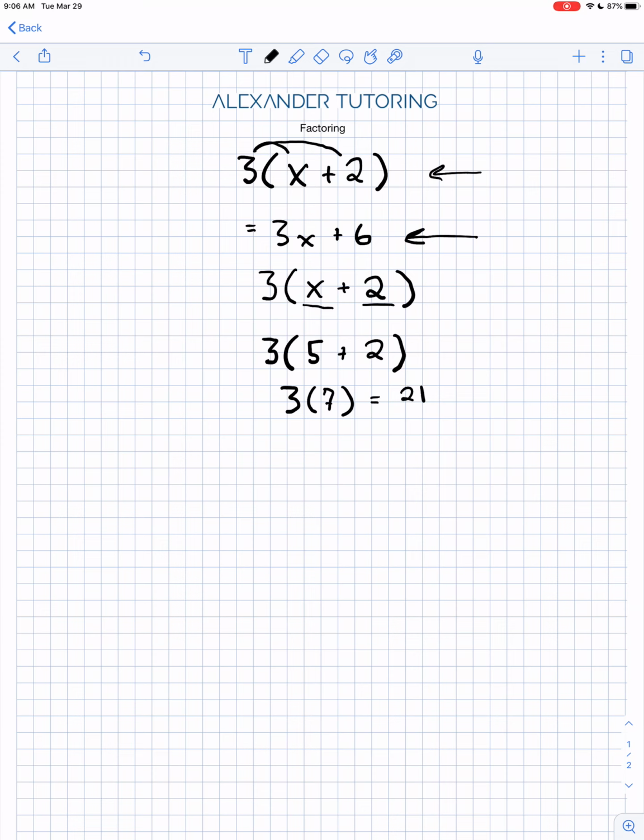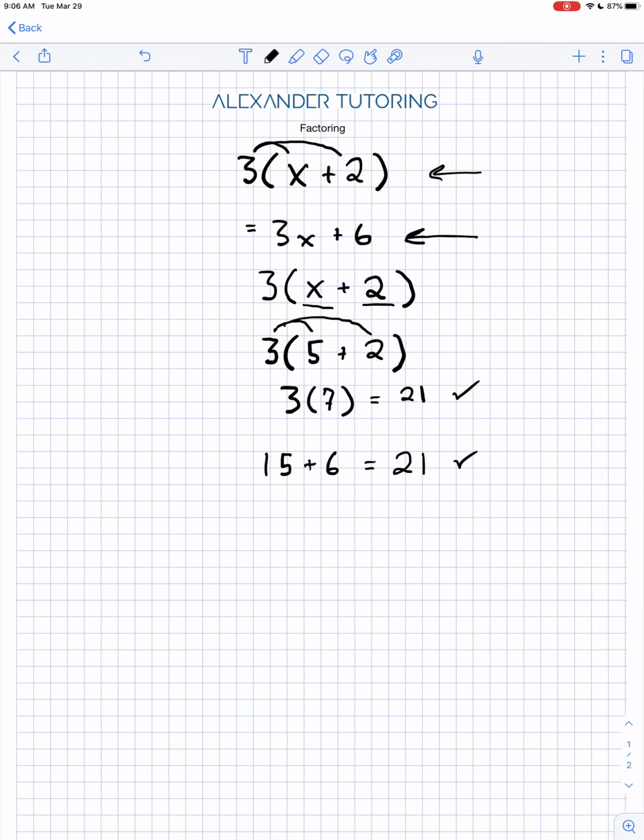But let's see if distributing works too. So let's actually distribute, just to prove to ourselves that this all works. So if we did this, we would get 3 times 5 is 15. And then 3 times 2 is 6. And when we add those together, we get 15 plus 6 is 21. Same answer. So we can see that it works.